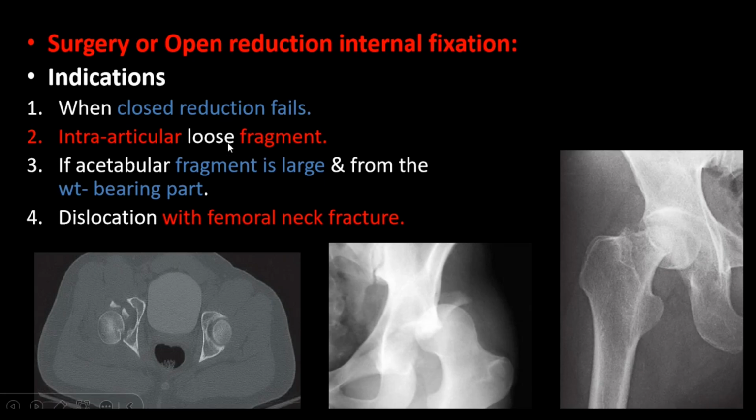Second, intra-articular loose fragments. As you can see here in the CT scan, there are loose fragments present inside the joint. So they might cause injury to the joint or the soft tissue structures present around the joint. So in such cases, surgery is done. Third point. If there is a large fragment of the acetabulum fractured, and that is from the weight bearing area of the acetabulum. As you can see here, it is a very large fragment of the acetabulum. So in this case, we need to fix this fracture as well as reduce the joint.